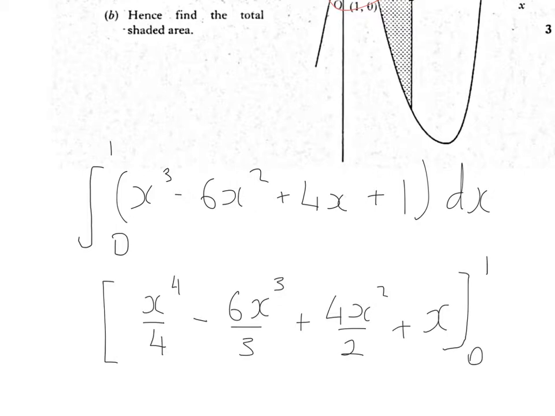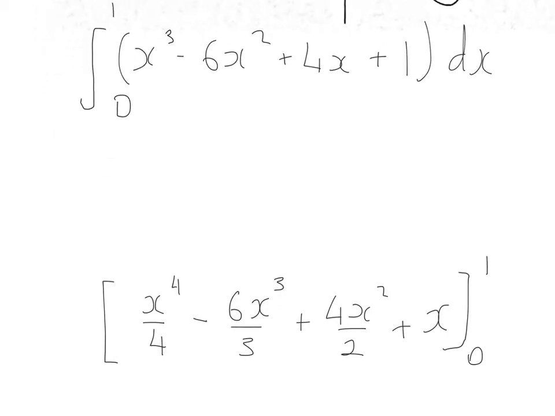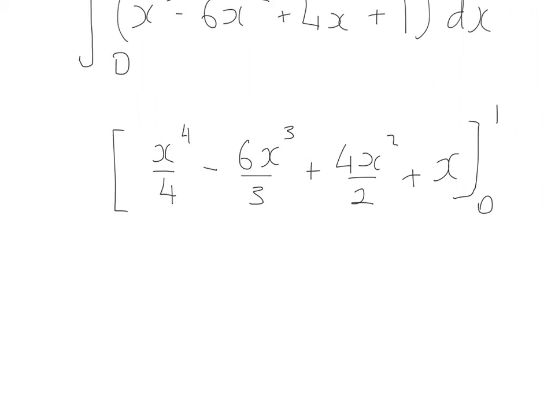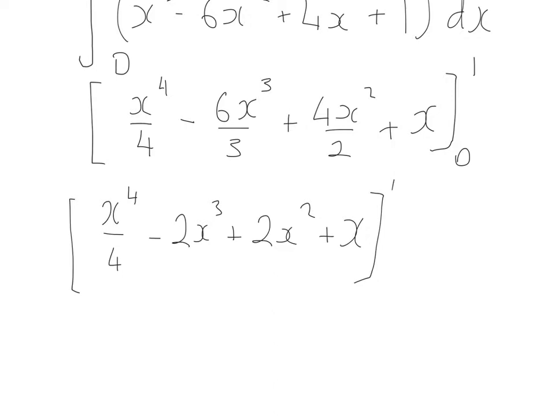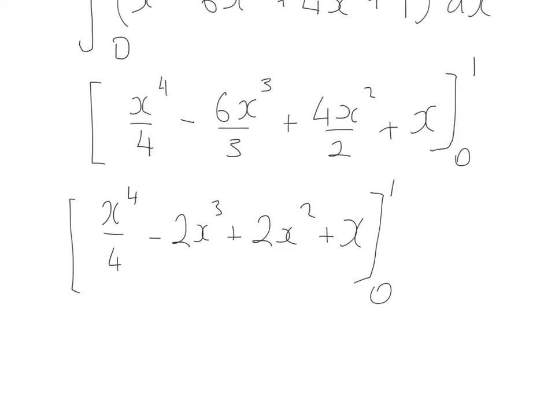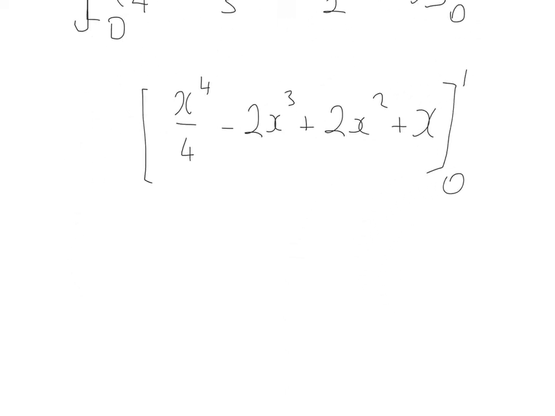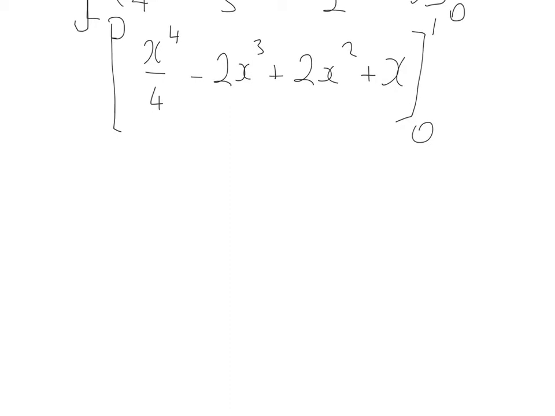Now, before I make my substitutions of 1 and 0, I'm just going to tidy up what's inside the rectangular bracket. So that's x to the 4 over 4 minus 2x cubed plus 2x squared plus x between 1 and 0. I'll now make my substitutions.